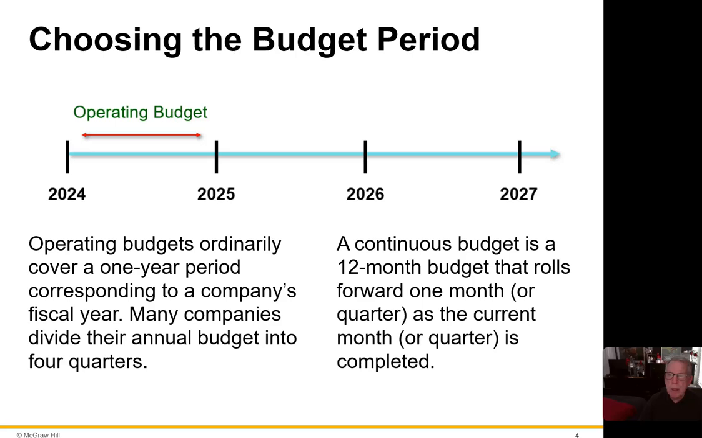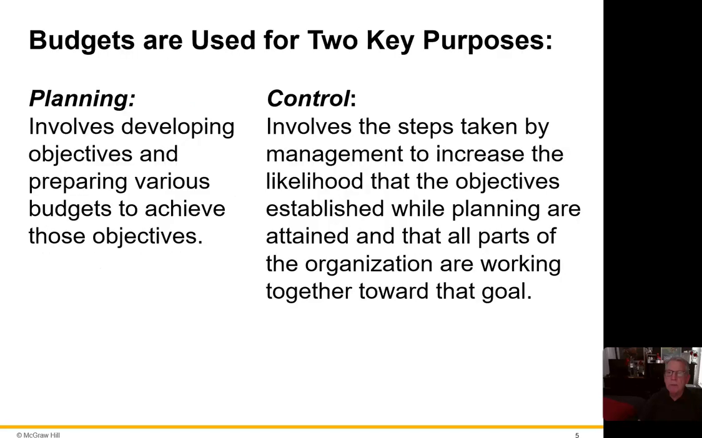Okay, so if we choose a budget period, our operating budget is normally going to be a 1-year period, corresponding again to the fiscal year of the company. Many companies divide their annual budget into 4 quarters. A continuous budget then is a 12-month budget, or a rolling budget, that rolls forward 1 month or 1 quarter at a time as the current month or quarter is completed, and we have some actual data to better accuratize that process.